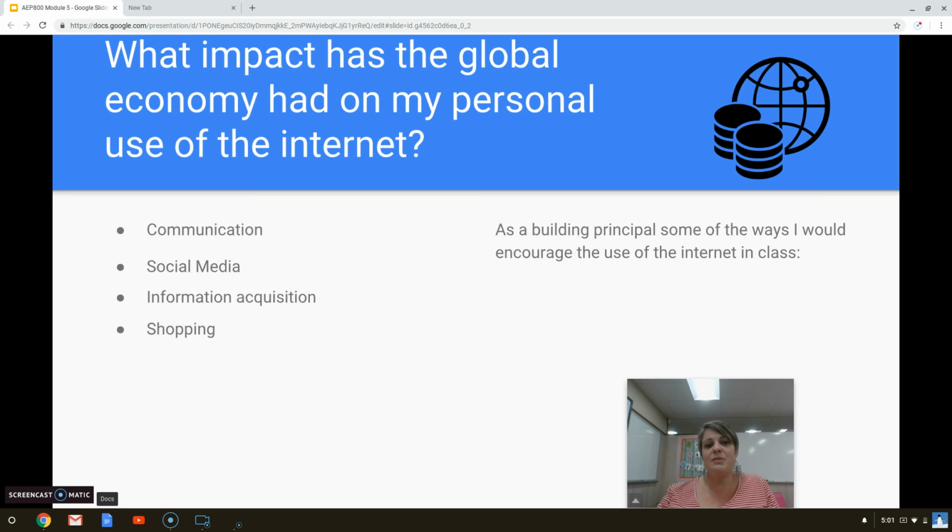So as a building principal, some of the ways I'd like to see the internet being used in the classroom is for communication and collaboration, not just within the school and in the classroom itself, but being used with other schools, maybe even as far as other countries. Of course, we always will use it for research, but also maybe some virtual reality. Being able to take our kids to the University of Texas without leaving our classroom could be something very important. And of course, real world simulations.